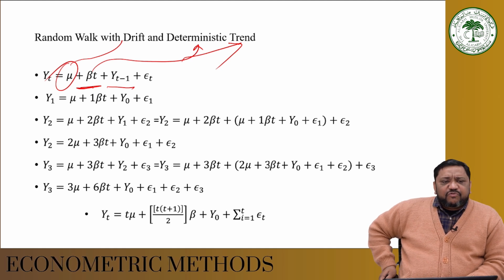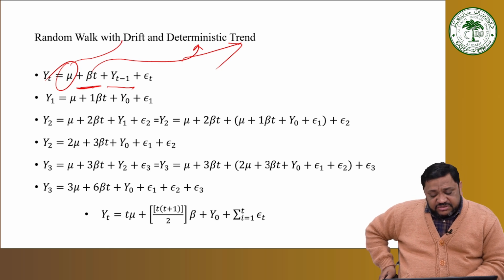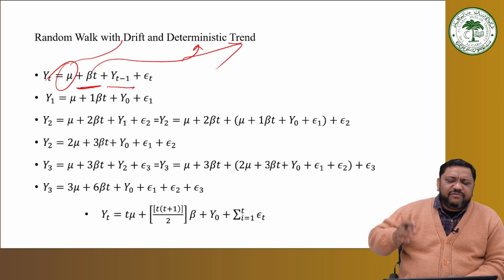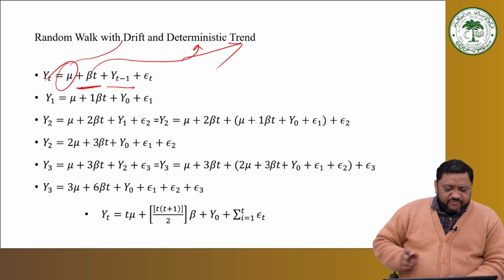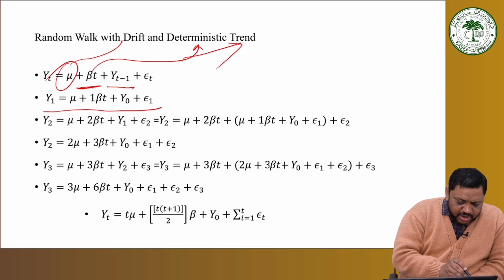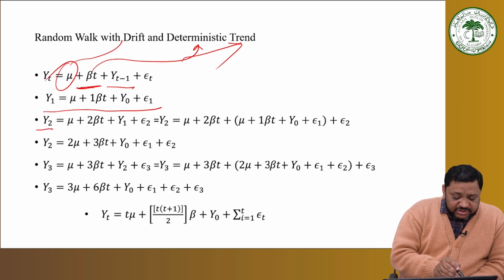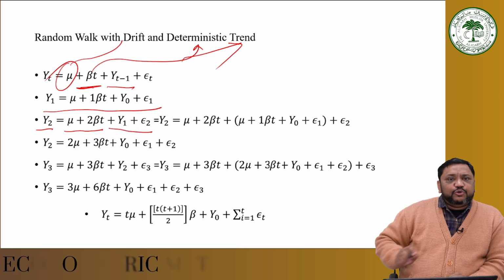So y1 is equal to mu plus 1 beta t plus y0, because for t minus 1, if t is equal to 1, 1 minus 1 will be 0, plus y0 plus epsilon 1. Next, y2 is equal to mu plus 2 bt plus y1 plus epsilon 2.